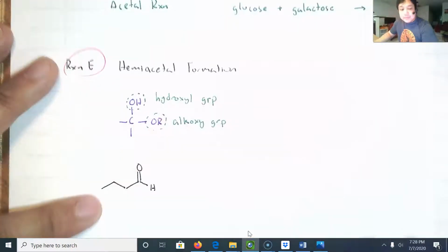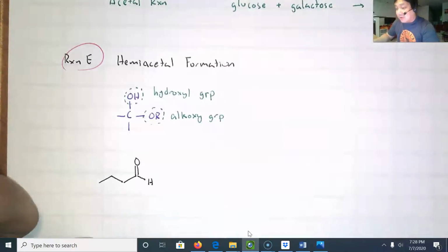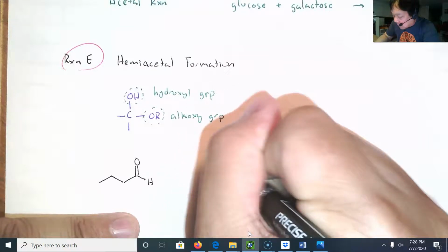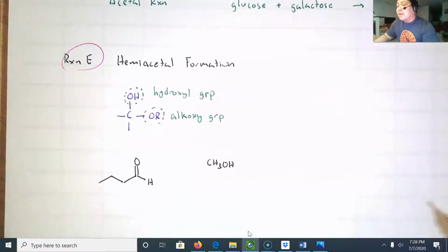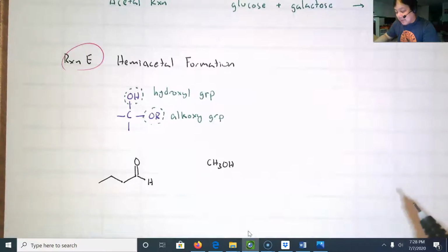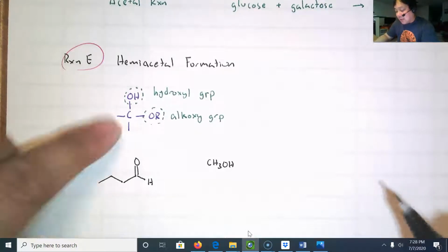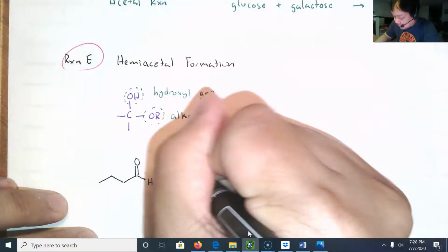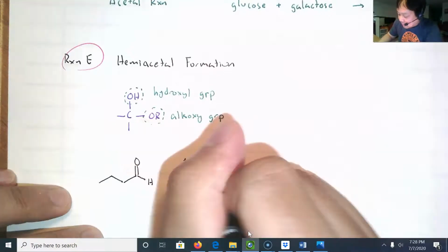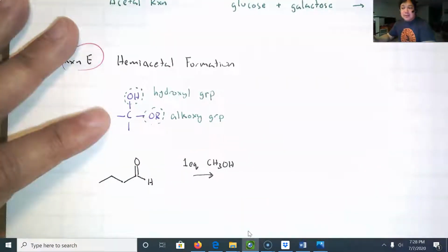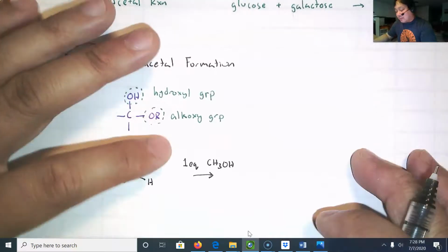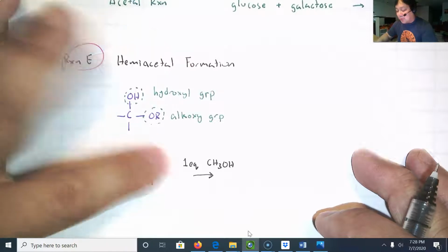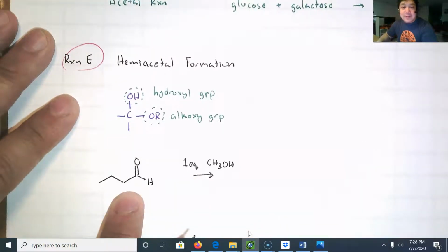aldehyde, and we're going to supply an alcohol. The alcohol I'm going to supply is methanol. It could be any alcohol. But to make the hemiacetal, we only want to add one of the alcohol groups. So we're going to say that this is only one equivalent. This is probably the first time in these videos where I talked about equivalency, and when I'm specifically telling you that this is not in excess. It is one equivalent, or one molecule of methanol per one molecule of aldehyde.